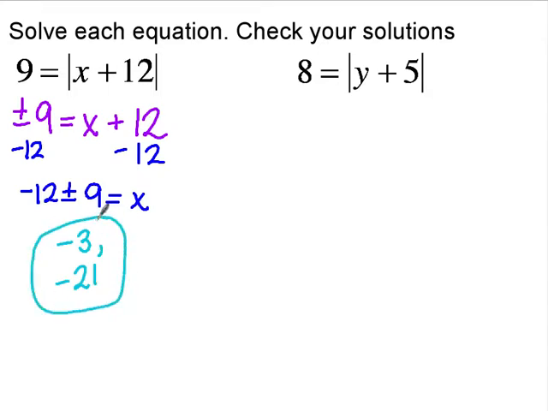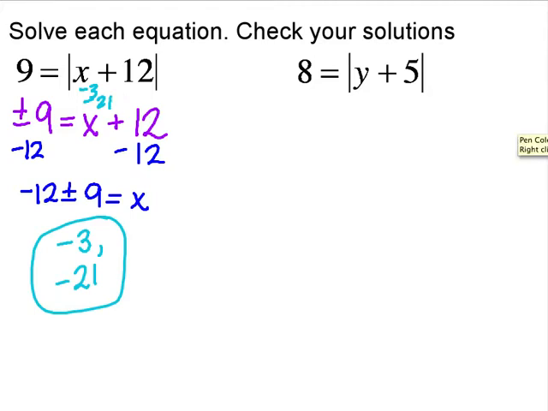Now if we go back and plug those in, negative 3 plus 12 is what? 9. Absolute value of 9 is 9. Negative 21 plus 12. Negative 9, absolute value of negative 9, once again, is 9. So those do, in fact, work.